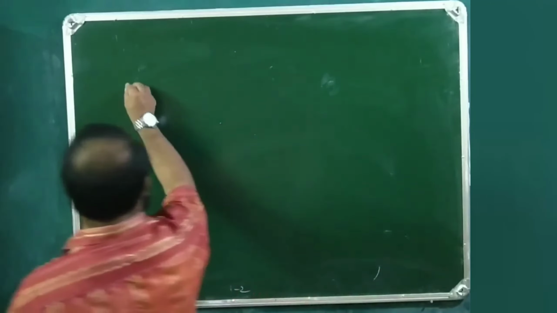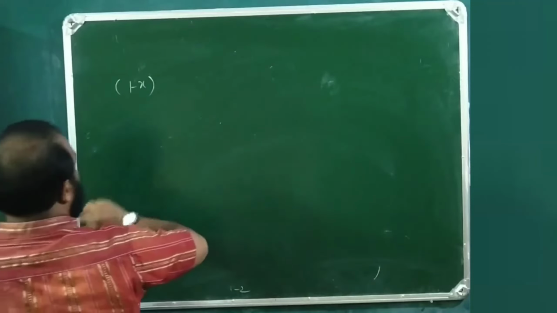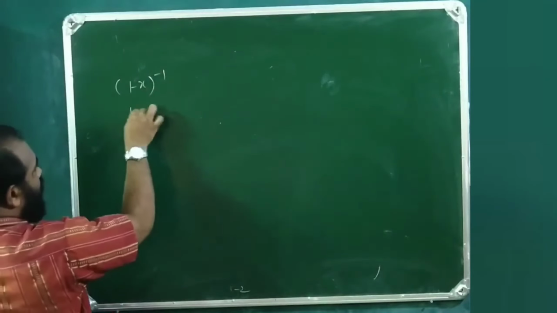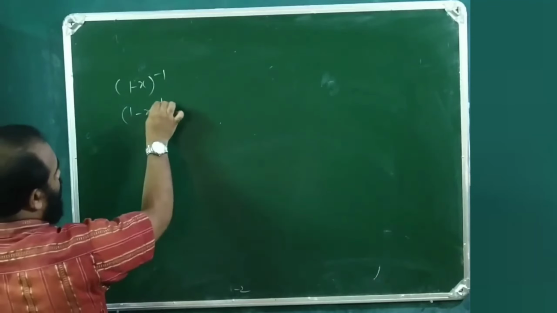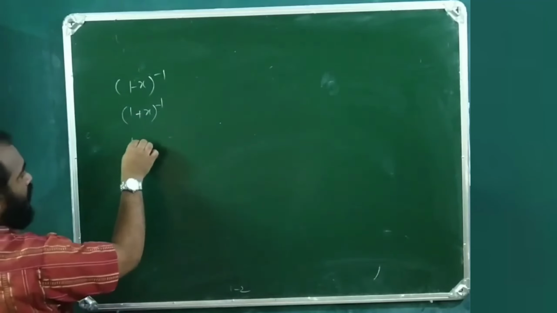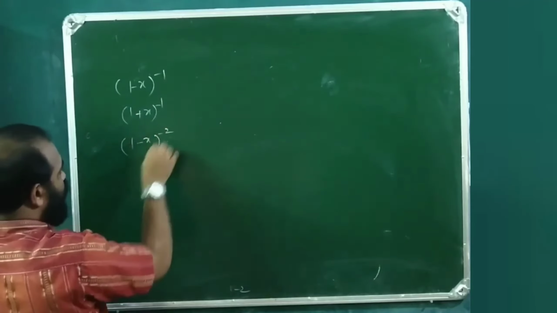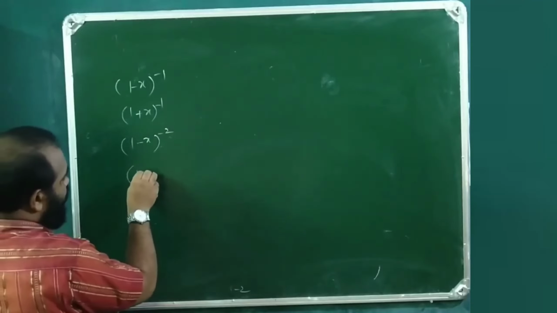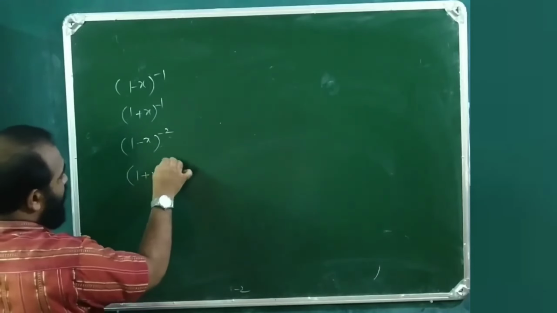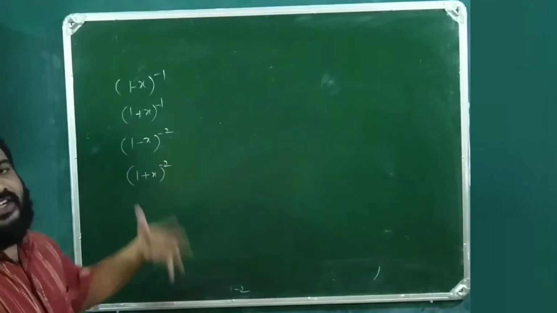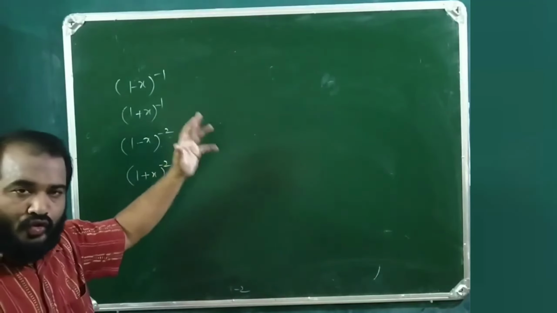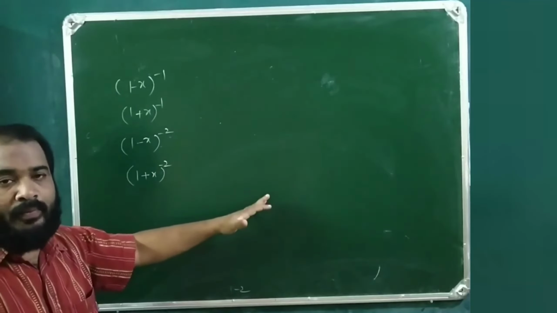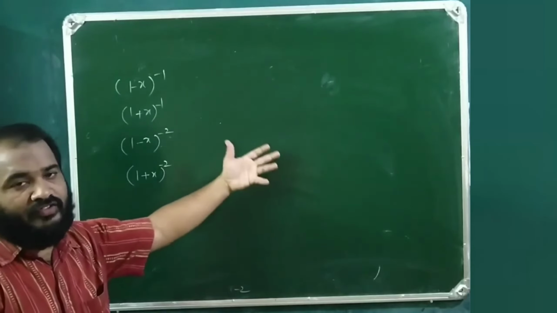In that, we will be using 1 minus x whole power minus 1, 1 minus x whole power 1, 1 plus x whole power minus 1, 1 minus x whole power minus 2, 1 plus x whole power minus 2, etc. These are said to be the power expansions, and these power expansions are useful to find the proper fractions of the power series of x.